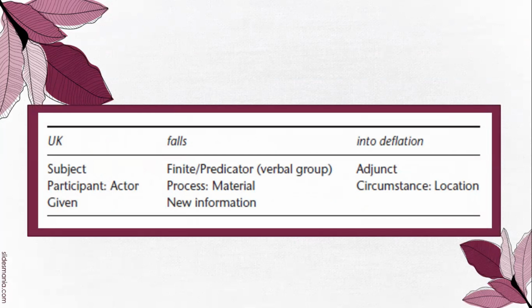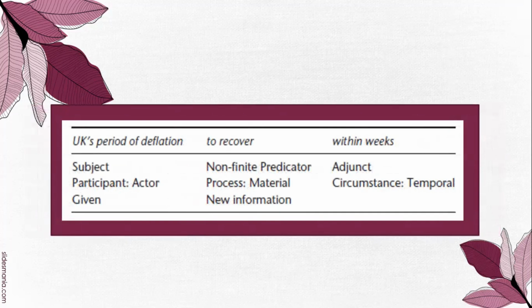For example, number one, deflation is seen as an undesirable place, which is seen in the new information. Okay, in the sentence, the word falls is being used and it infers a negative implication about the word deflation. And example number two, the word deflation gives a positive message representing a speedy recovery. So as you can see here, UK's period of deflation to recover within weeks. So it contains a positive meaning because of how the sentence is structured and how the word recover is used in the sentence, associated with the word deflation.